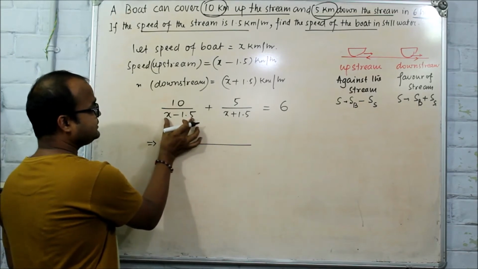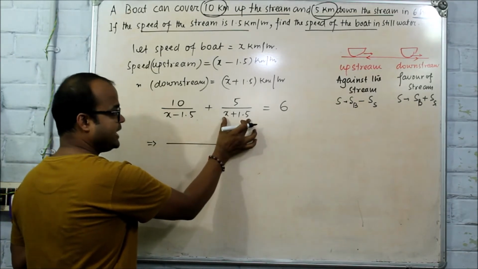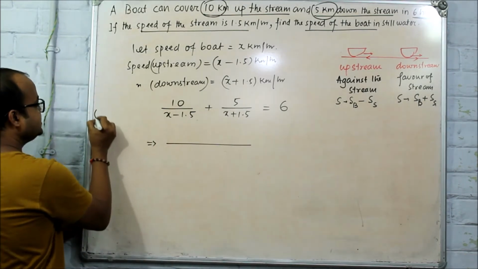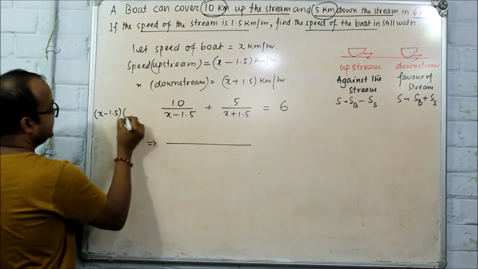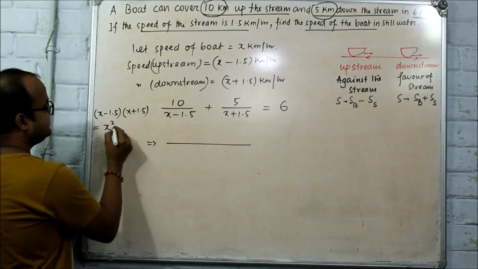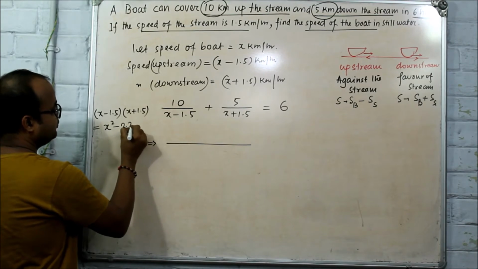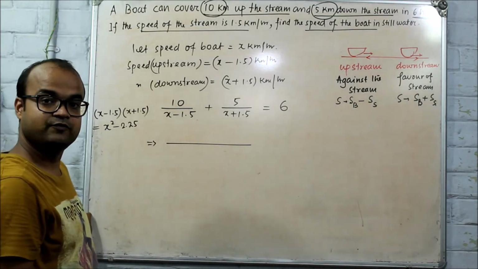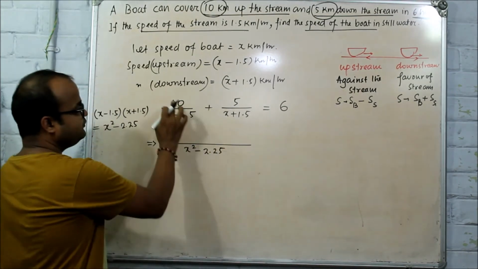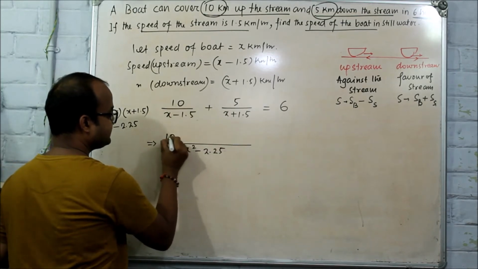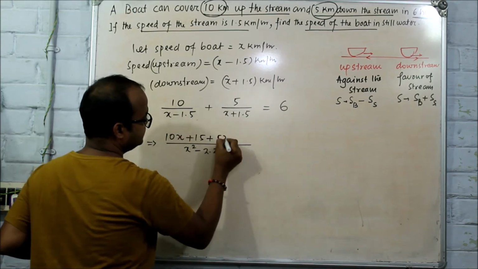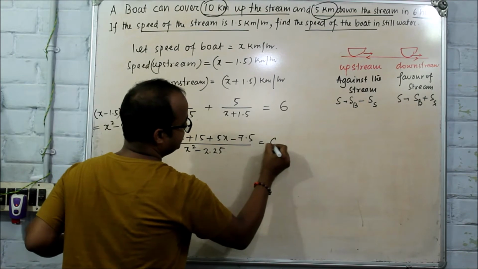Now if we simplify, the LCM will be x minus 1.5 into x plus 1.5. So a minus b into a plus b. I am showing you the calculation here. If you simplify, you will get a square minus b square, x square minus 1.5 square, so you will get x square minus 2.25. Now if you simplify this, 10x plus 15 and 5x minus 7.5 is equal to 6.